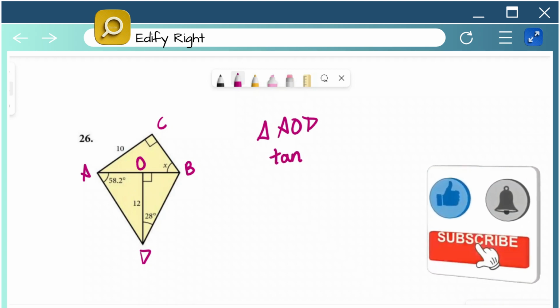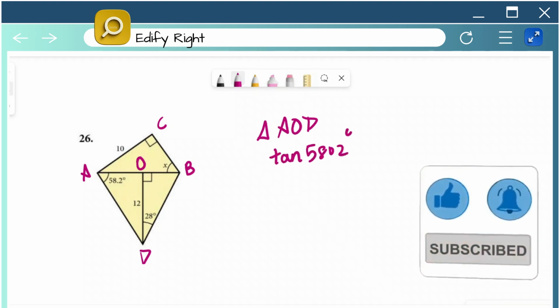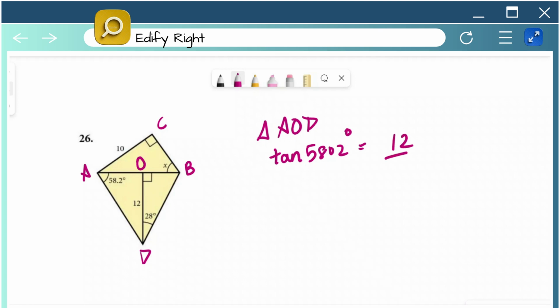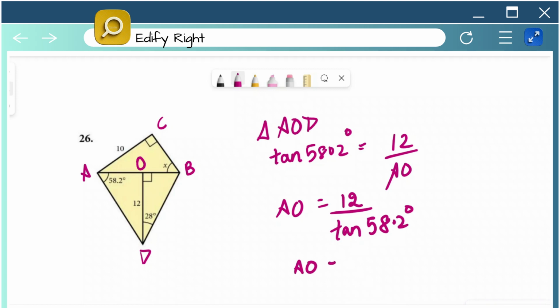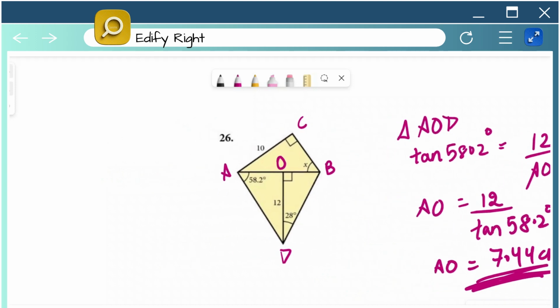So in this case I'm going to use tan. So tan 58.2 degrees is equal to 12 upon AO, or perpendicular upon base. So AO is equal to 12 divided by tan 58.2, and when you do this calculation you get AO to be 7.44 centimeters. So that's the measure of AO. Now let's look at the other part, OB.